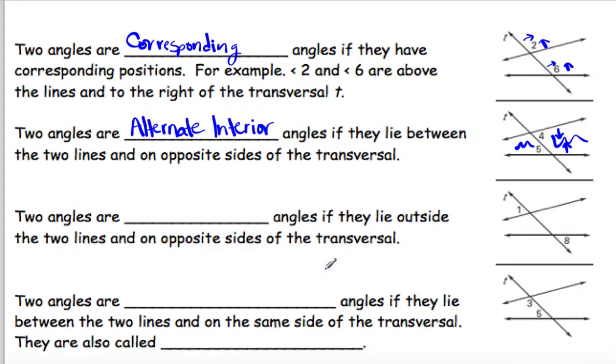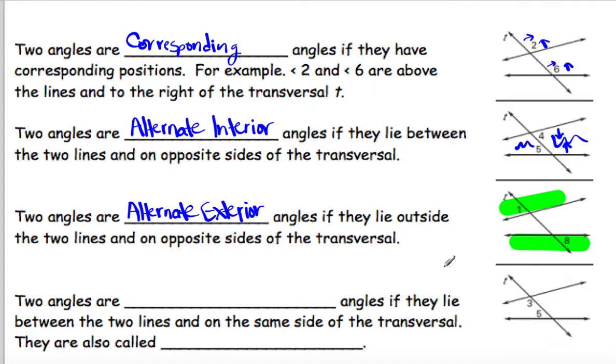Two angles are blank angles if they lie outside the two lines and on opposite sides of the transversal. So what they mean when they say outside of the lines will be this area out here. It's not between the lines. And you see how 1 and 8 are on opposite sides there. These are called alternate exterior angles.